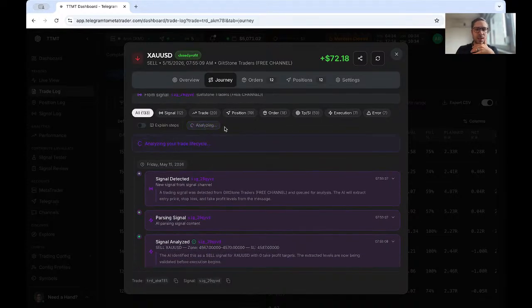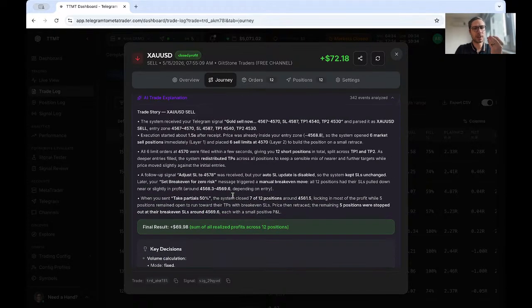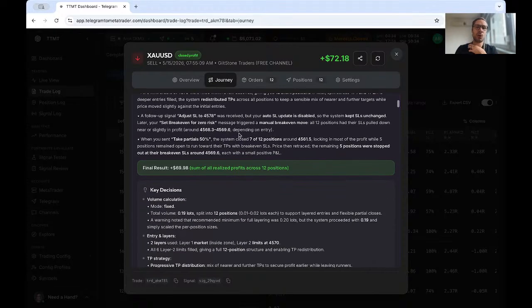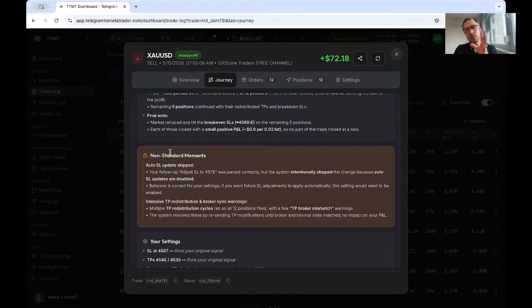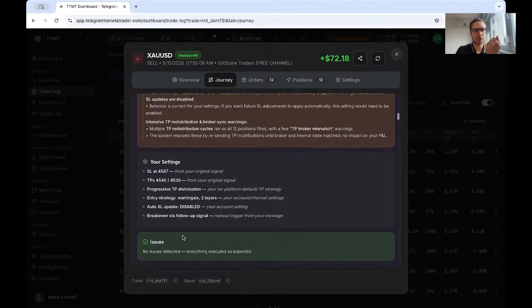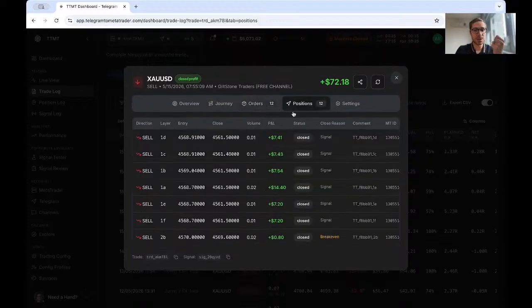And another cool thing is that there is this explain function which takes some time to execute, but it's using TTMT's AI model to generate a narrative explanation for you about the key decisions of the system, what happened, what was kind of non-standard, and why, what were the settings. So this is so far the favorite part of the app for now. But let's move over to orders and positions.